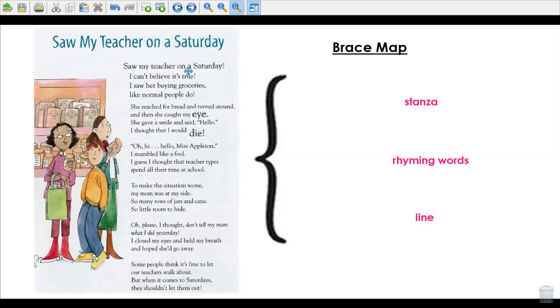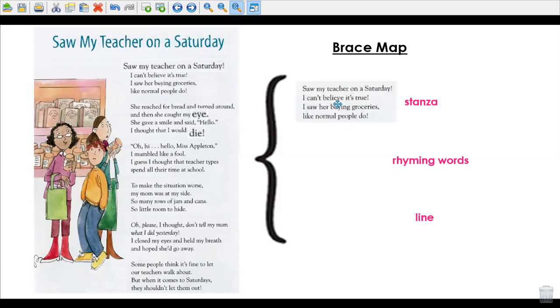It says, saw my teacher on a Saturday. I can't believe it's true. I saw her buying groceries like normal people do. And that is my very first stanza. So I'm going to bring it over here, and that is my first part.